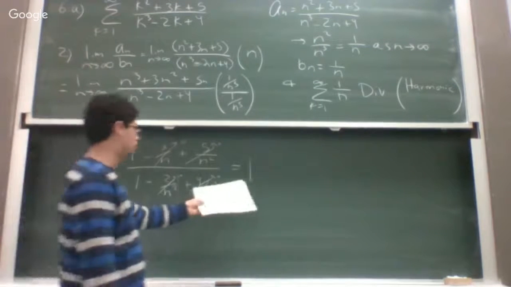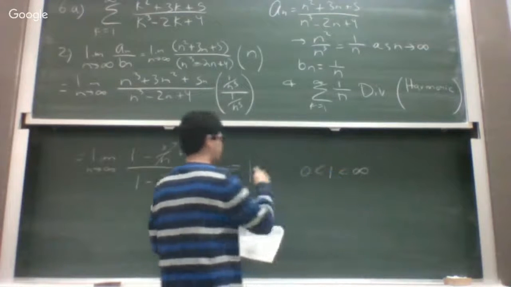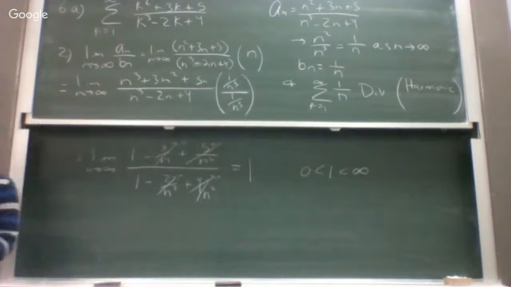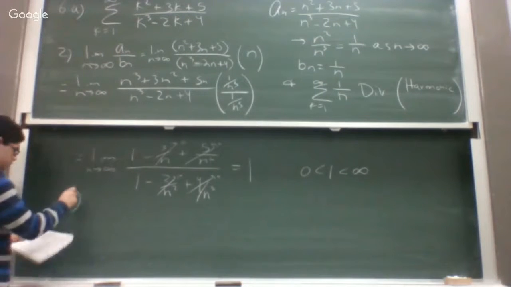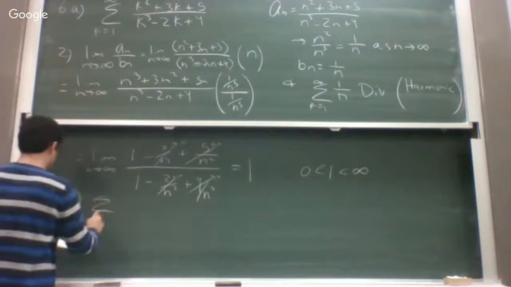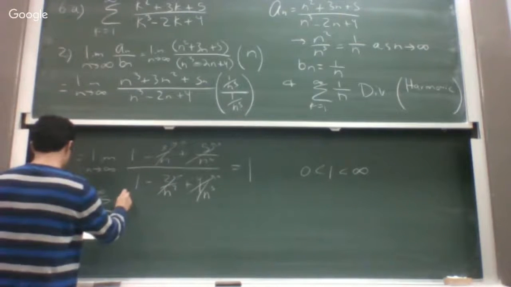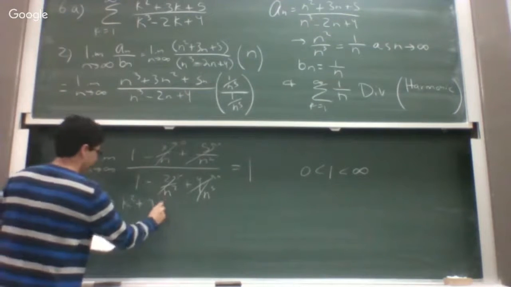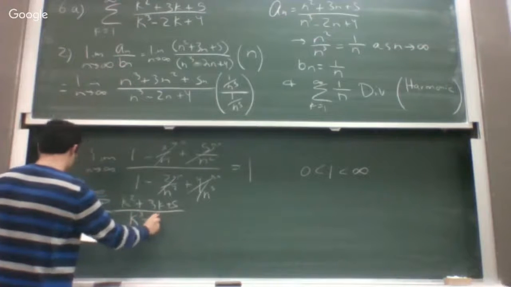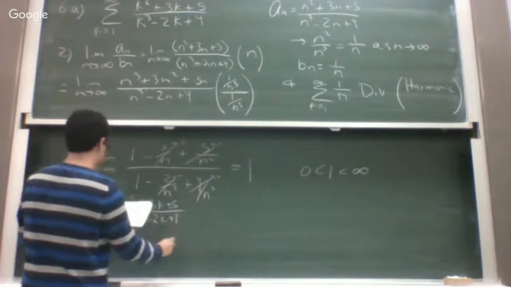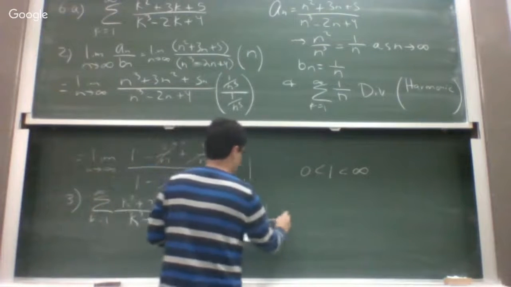So since this is equal to 1, that's between 0 and infinity. That means a sub n and b sub n will follow the same, converging or diverging. And we know since b sub n actually diverges, we can say that the summation of k equals 1 to infinity of a sub n, which is k squared plus 3k plus 5 divided by k cubed minus 2k plus 4, diverges by LCT.